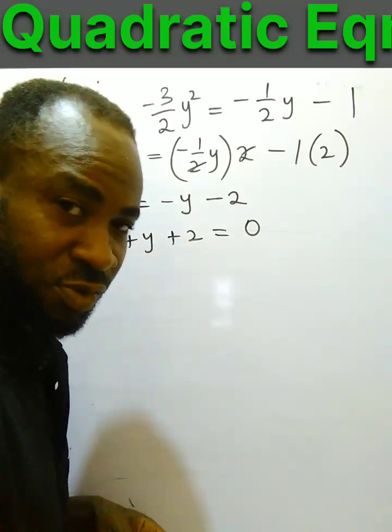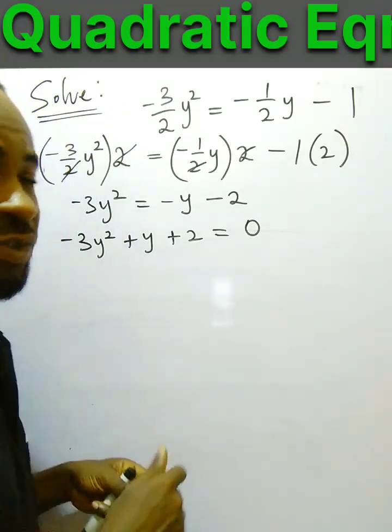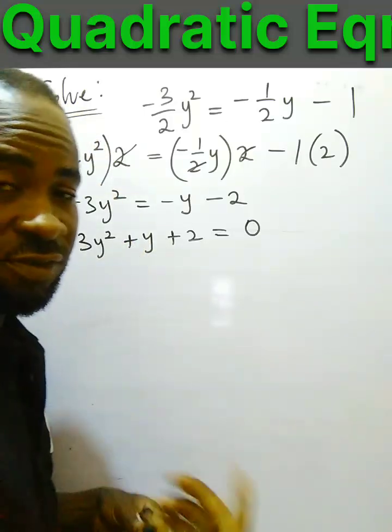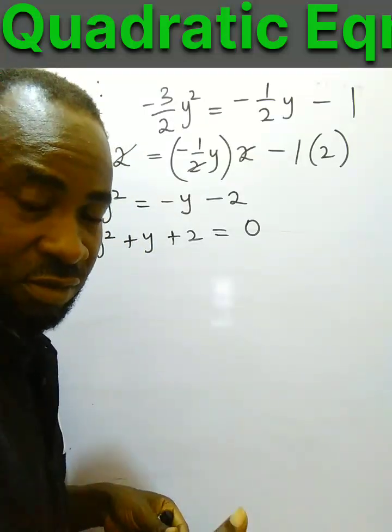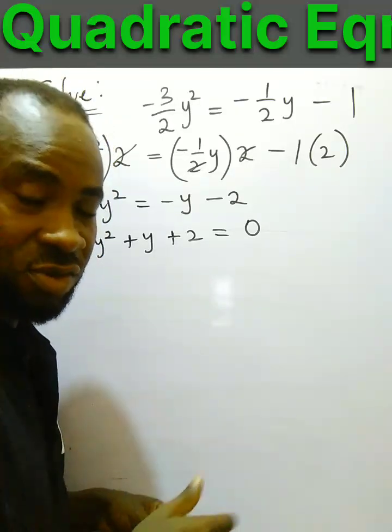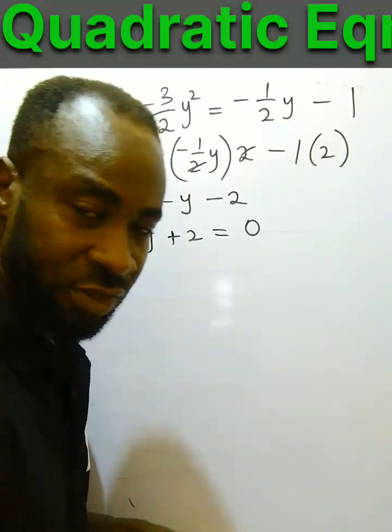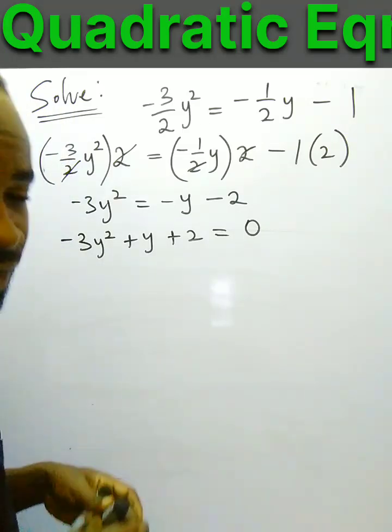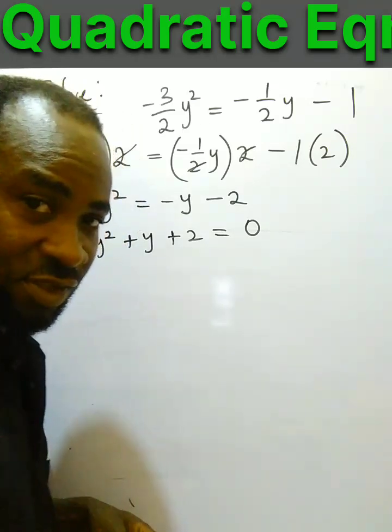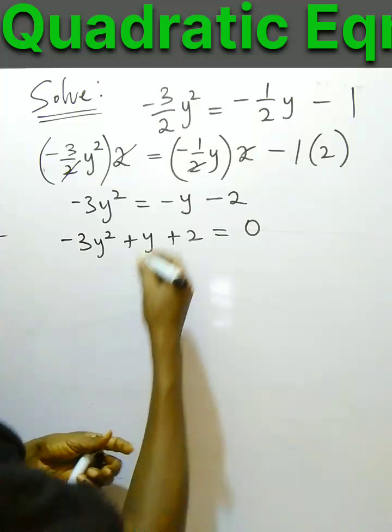So the next thing I'm going to do now is, since they just say solve, you can now solve it using any method of your choice. Either the general quadratic formula method, or you use completing the square, or you use factorization. The choice is yours in this case. But in this case, I'm going to solve this using factorization because I think it will be shorter. So let's go to factorize.